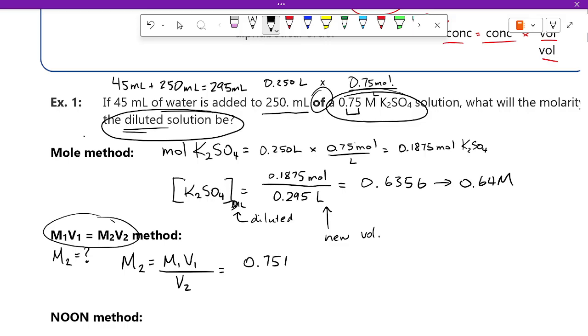0.75 molar. And then I have to think to myself, who is V1? It could be 250, it could be 45, it could be 295. Who is V1? 250, okay?